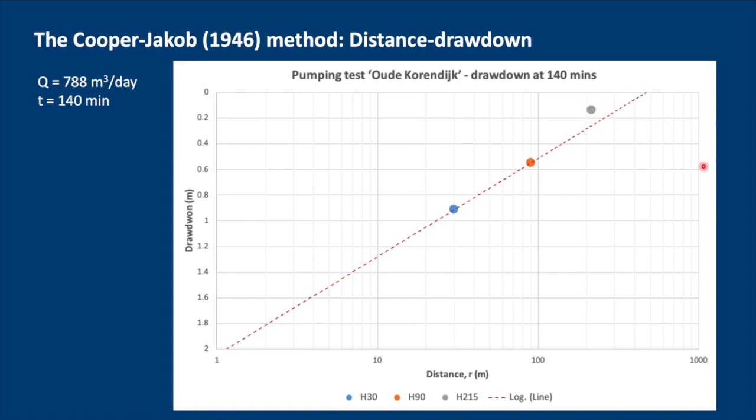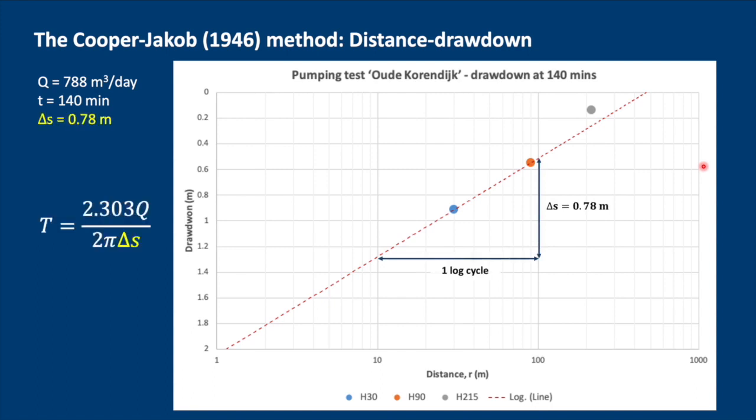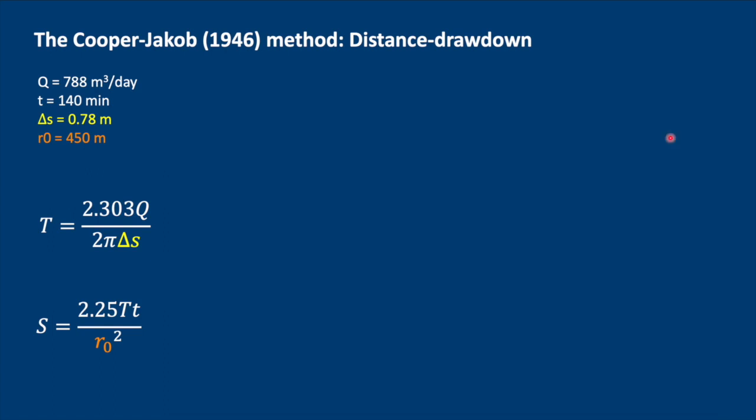Anyway, let's have a look at what we can do. We can look at the change in drawdown over 1 log cycle and use that to calculate the transmissivity. And we can also find out what is R0, that means the edge of the cone of depression where the drawdown will be 0. It's about 450 meters. And that is then used to calculate storativity.